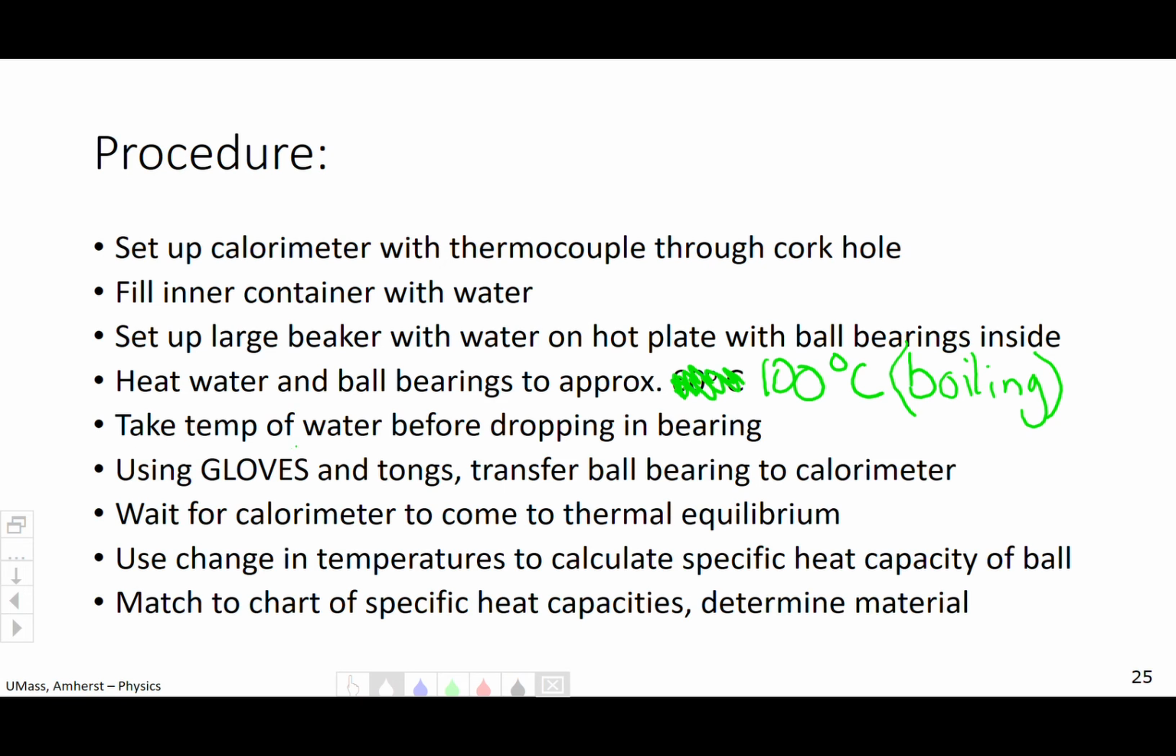Take the temperature of the water inside the calorimeter. You're going to record that on your worksheet. Transfer the boiling hot ball bearing to the calorimeter. Leave the thermometer in the calorimeter and wait for it to come to thermal equilibrium. This should take at most 10 minutes, probably not that long. I have tested this. It seems to be at least 5 minutes.